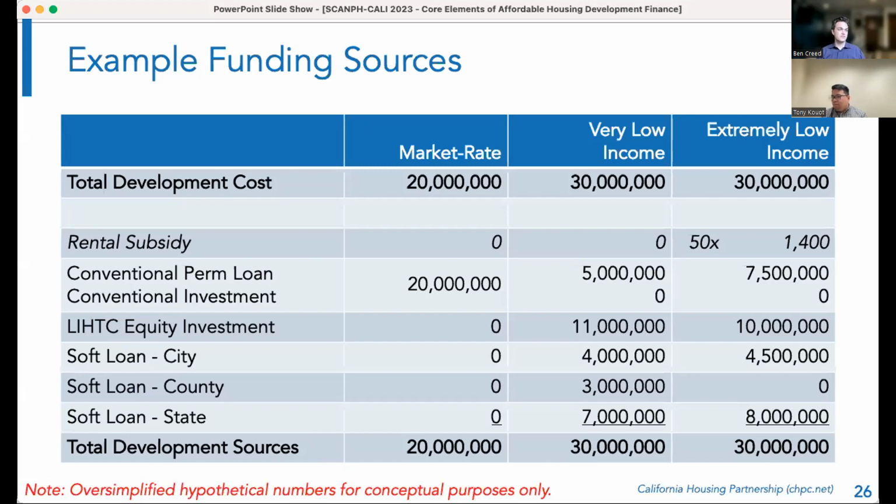And so what this is trying to illustrate is that the rental subsidy increasing the perm loan in the extremely low income example, and potentially getting more city and state funds, allowed the county to drop off completely, which is an advantage. And depending on the type of tax credit, it may allow you to request fewer tax credits, which may also be advantageous. But it's not a direct one-to-one. It's not that ELI will always have fewer tax credits than VLI.